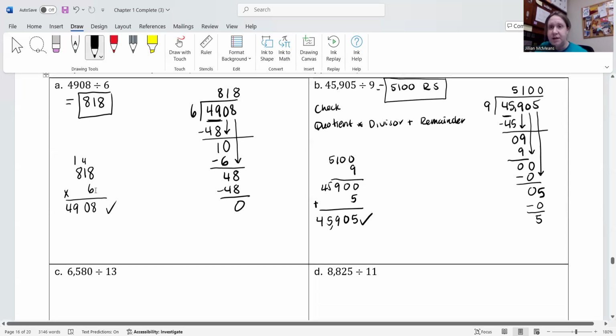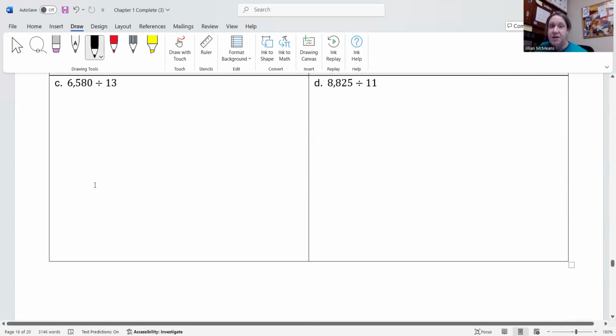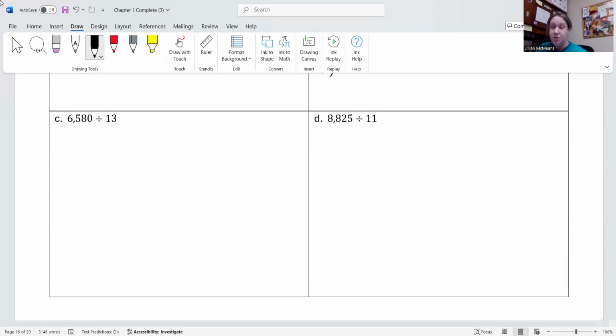Let's look at part C. So the difference with part C and D is the divisor is a 2-digit number. And this does complicate things. It's a little bit harder to do the division and multiplication with the 2-digit numbers, but we have a multiplication table. Remember, we can use that multiplication table to help out. You can also use this idea of estimation. Sometimes you can kind of estimate and figure out what you're going to need to write in your quotient.